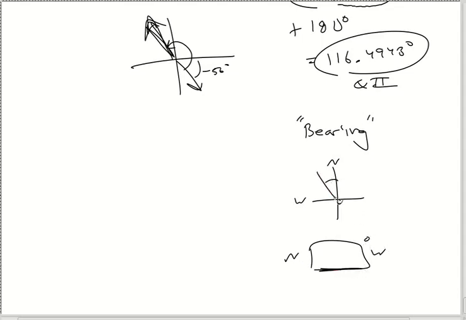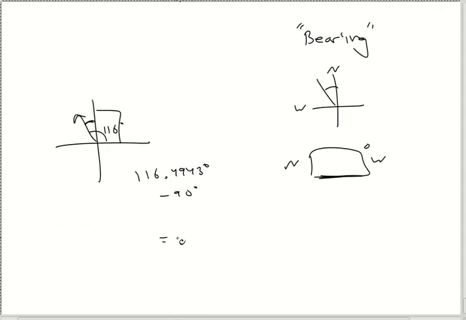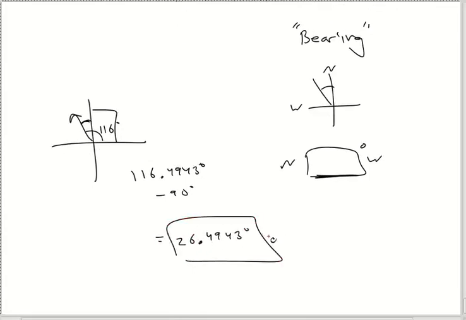So what is this angle right here? How do I get that? Well, again, I'm just looking here. This angle is 116, right? But I only want this tiny little angle, so I'm going to remove that 90. So 116.4943 minus 90 degrees should give me that small little acute angle, 26.4943 degrees, and that is finally my answer. Whew.